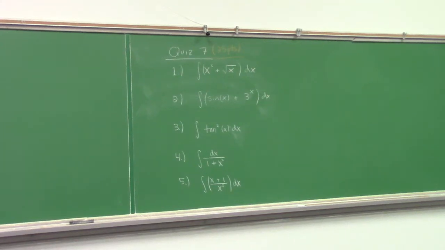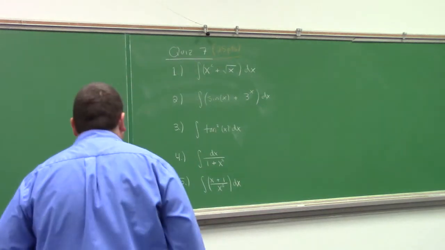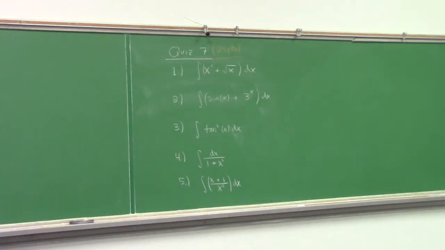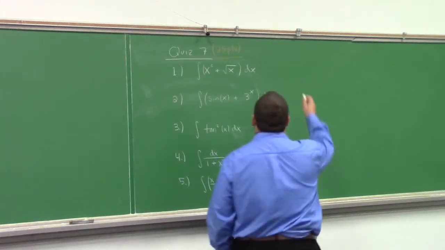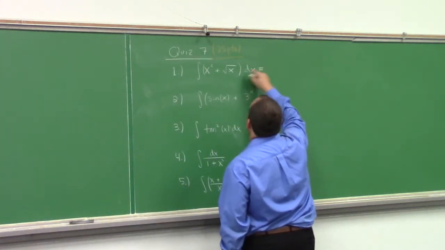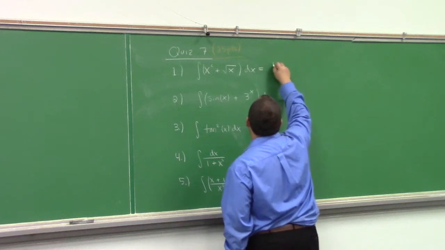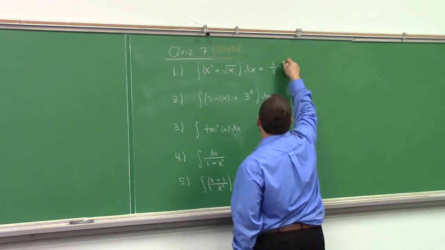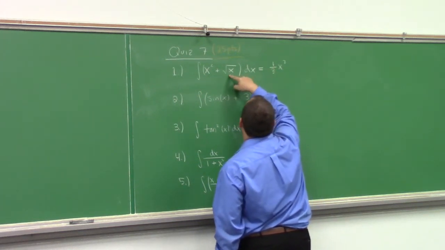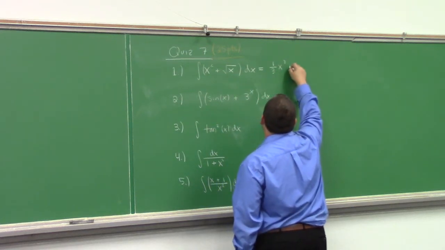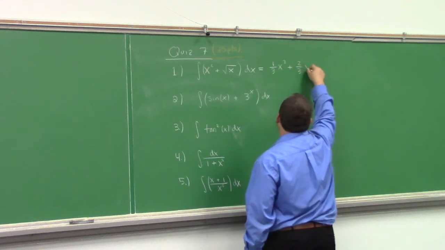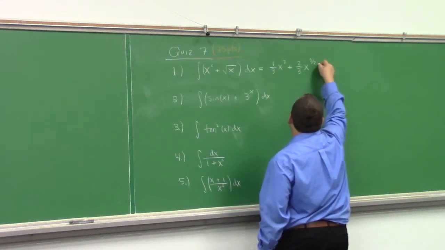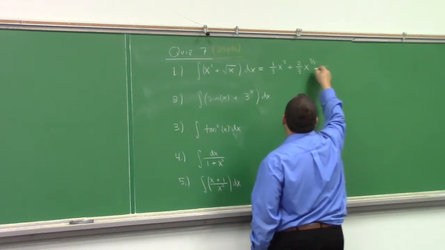All right, so I'll begin by going through the answers to the quiz here. So this, we have x squared, that integrates to 1/3 x cubed. Square root of x, that's x to the 1/2, so that integrates to 2/3 x to the 3/2, plus a constant. Both of those are by the power rule.